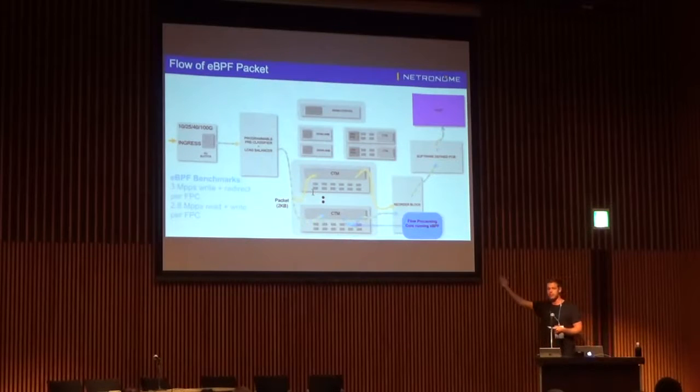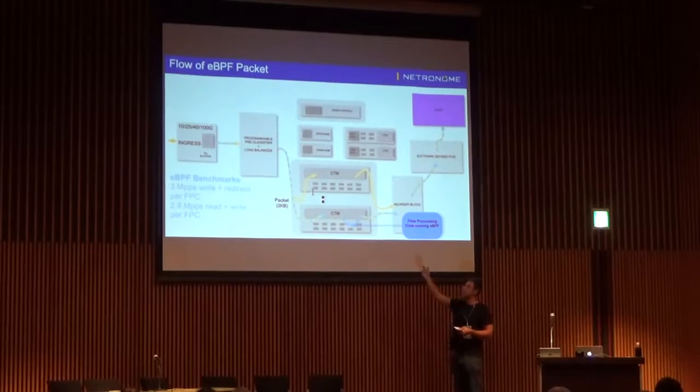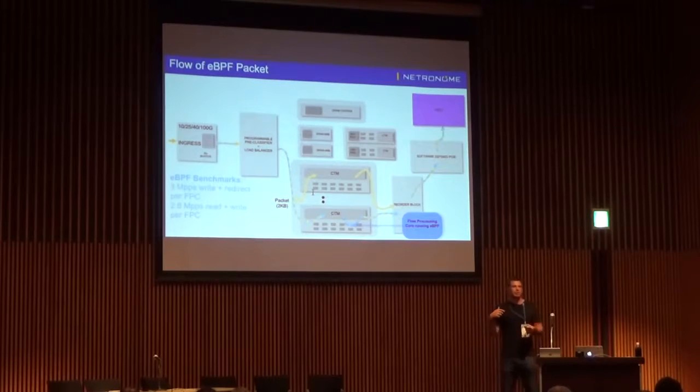There are other islands things will pass through. There are other MEs or FPCs things will pass through. But per eBPF FPC, we're looking at about 3 million packets per second for a write plus redirect. Bear in mind there are between 72 and 120 of these on an NPU, and 2.8 million packets per second for a read and a write per FPC. That obviously does not scale, because we're not going to have eBPF running on every single one of those. But if we had, let's say, 4 per island and 6 islands, that's already a pretty compelling case.